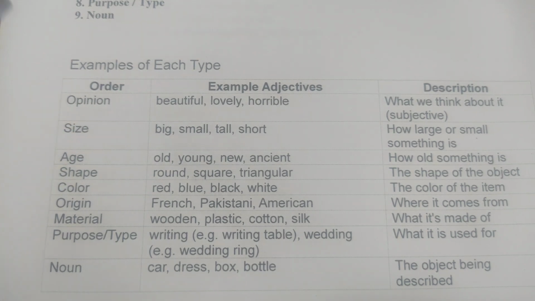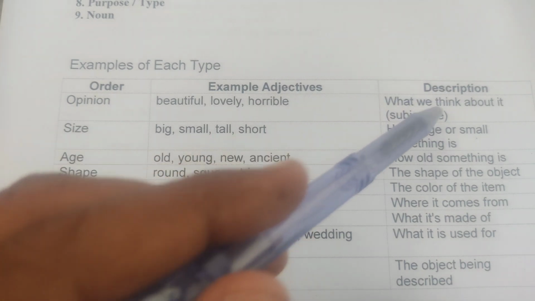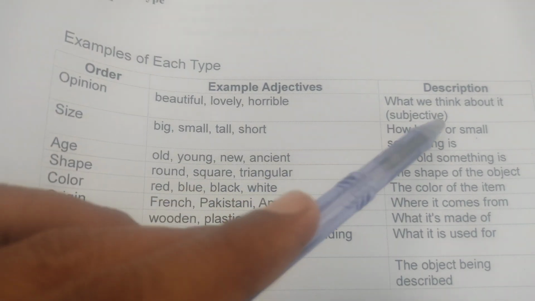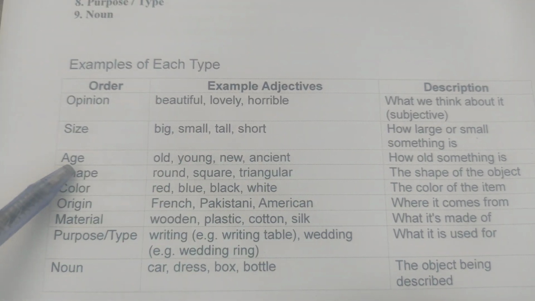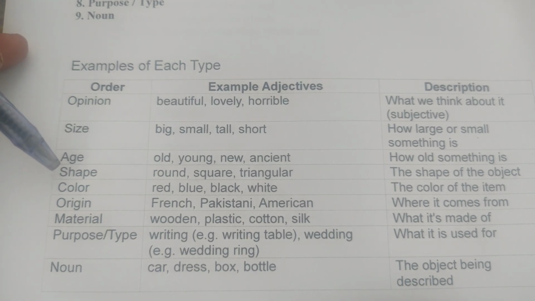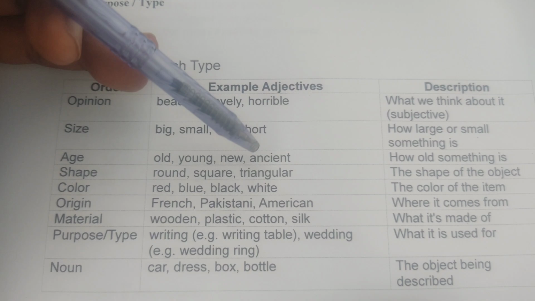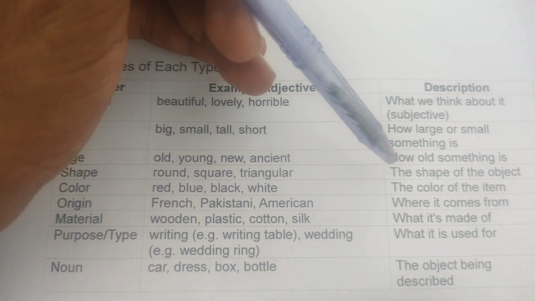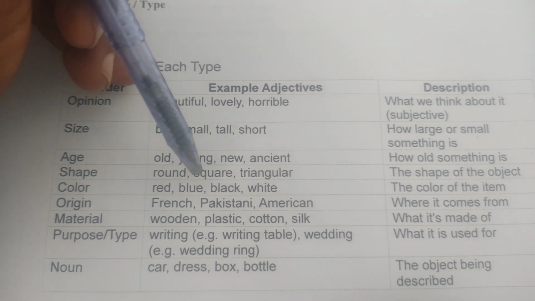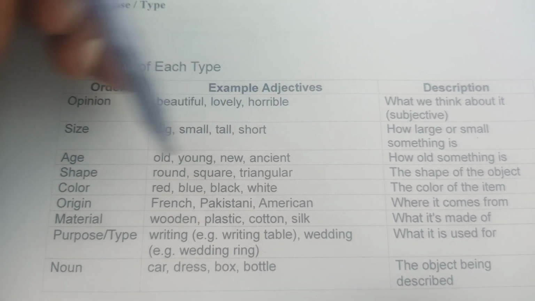First, opinion. Example adjectives: beautiful, lovely, horrible. Description: what we think about it. Subjective. Size: big, small, tall, short. How large or small something is. Age: old, young, new, ancient. How old something is. Shape. Examples: round, square, triangular. Description: the shape of the object. Color. Examples: red, blue, black, white, for example. And here we have description: the color of the item.